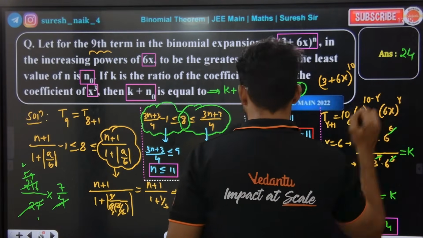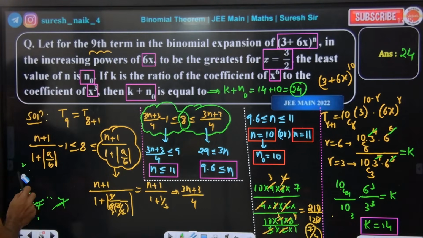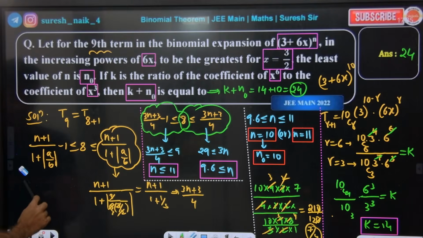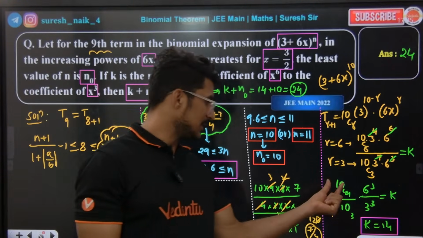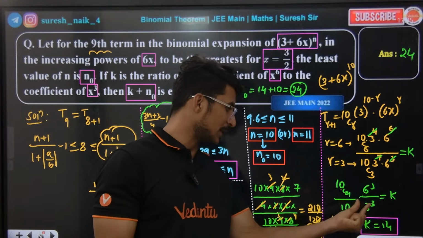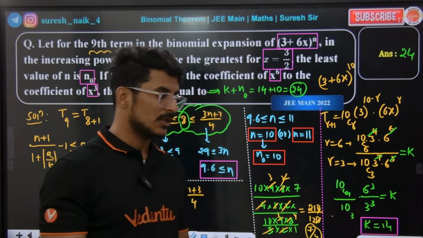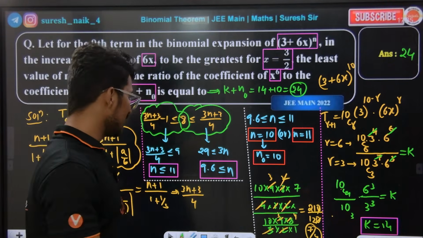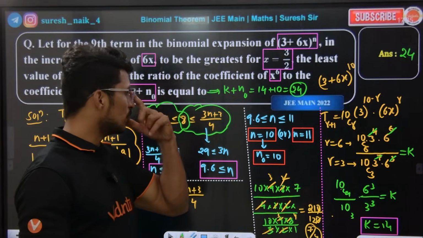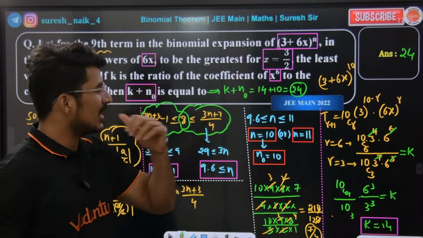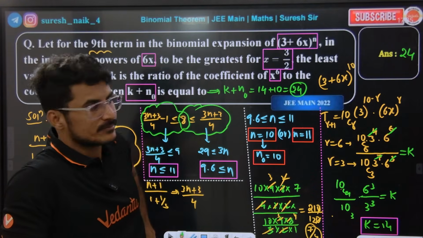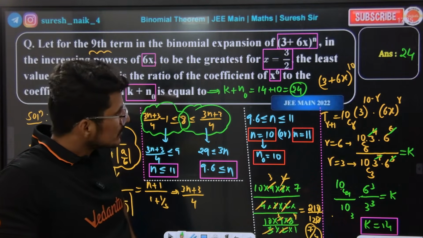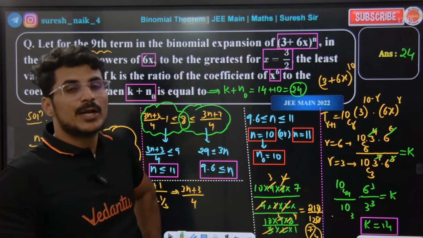Answer is 24, sir. Okay. So the calculation was correct. Absolutely correct. Please check. Your answer 7 by 4. Solving 7 by 4 into this, k value 14 came. Yes or no? Now that k value is 14, I know n naught. So n naught plus k value gives me what? 24. Understood?